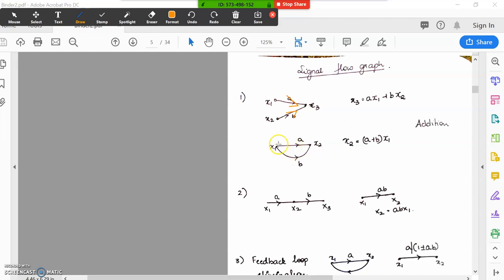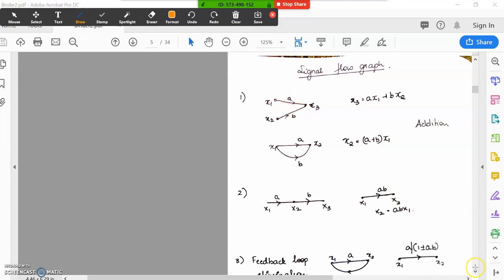Now this can also be represented. Suppose your x1 and x2 are equal, so it is a x1 and b x1. If both of them are equal, that is if x2 is equal to x1, then this point can be connected like this, and it is the same signal which will be coming to x3, but it is getting multiplied by b in the second case.